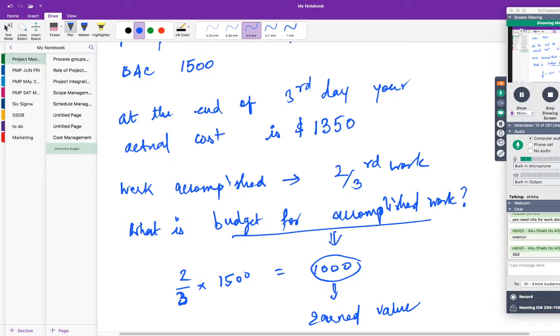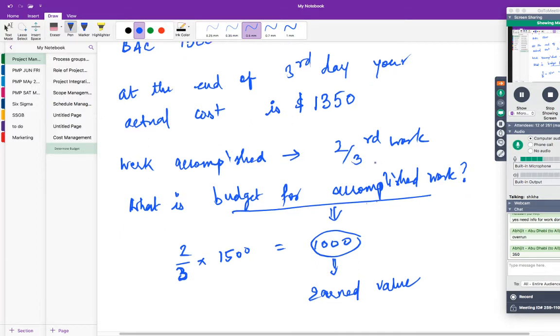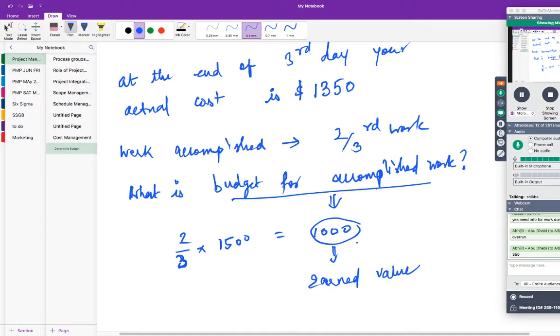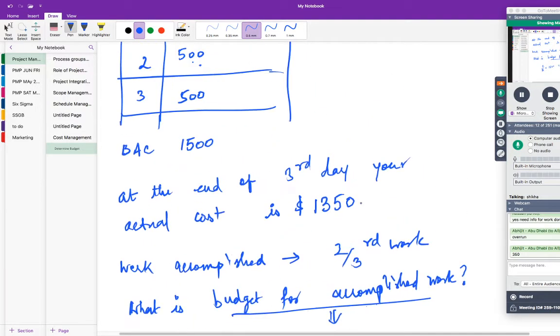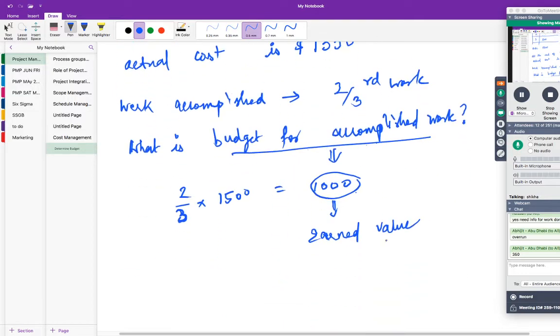So what is your budget for the work you accomplished on the third day, although 3 days have passed? But how much work have you accomplished? You have accomplished 2 by 3 of the work. So for this 2 by 3 of work, what is your budget? Your budget is 1000. So this is the budget for the accomplished work, whereas this is the budget for the scheduled work.